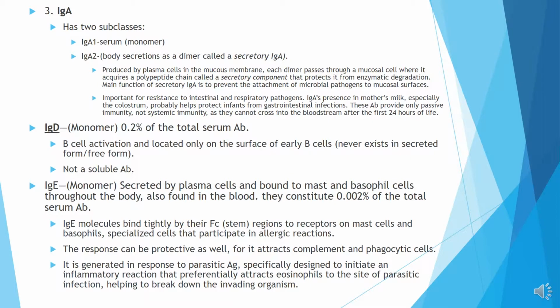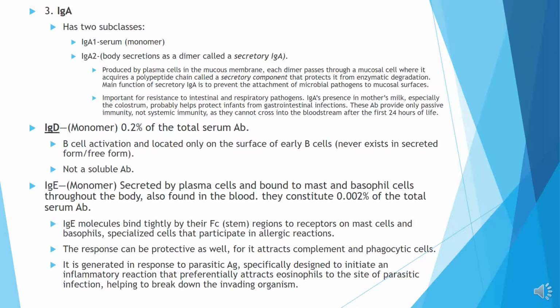The fourth immunoglobulin is IgD. IgD is also a monomer, and it makes up only about 0.2% of the total serum antibody. It's found in the blood and lymph, and resembles the IgG molecules, but has no well-defined function. So basically, they don't know exactly what IgD does, but they do know that it's involved in B cell activation and located only on the surface of early B cells. It never exists in secreted form or free form, and it's not a soluble antibody.